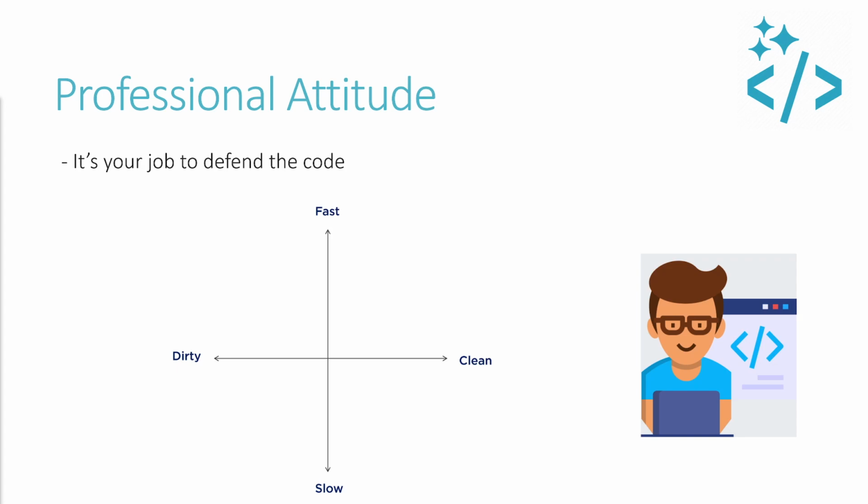Here we see some axes. So what exactly does the boss want from us? He wants us to write fast, to implement the features fast, but he doesn't care how the code looks, so it's dirty. As a programmer, we should strive to be in this other part where we write fast code and also keep it clean.